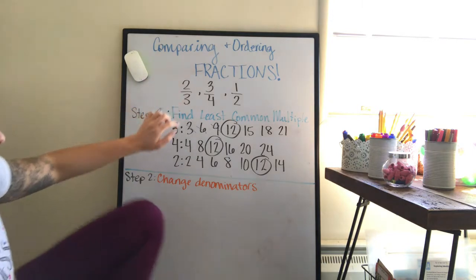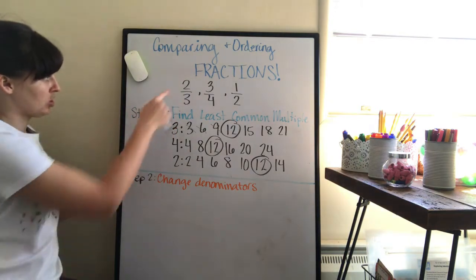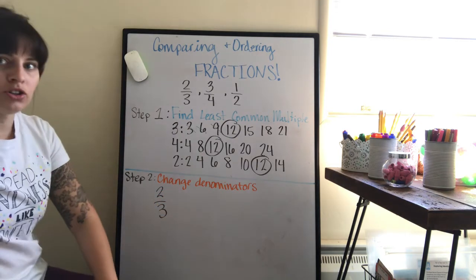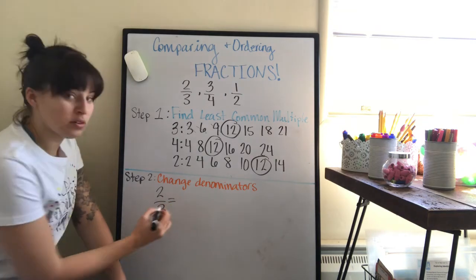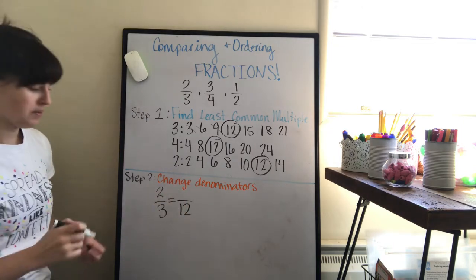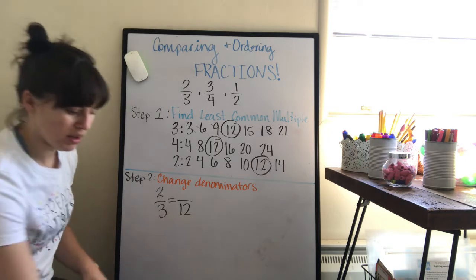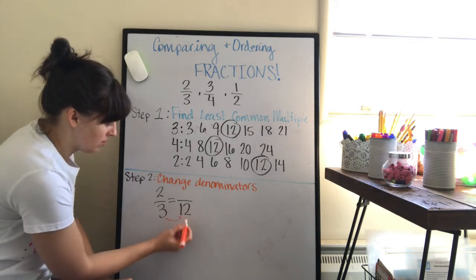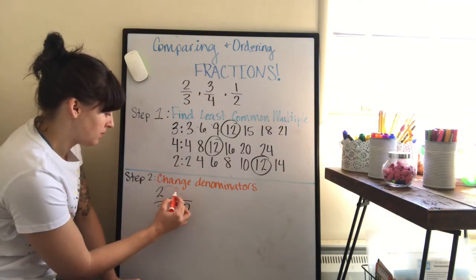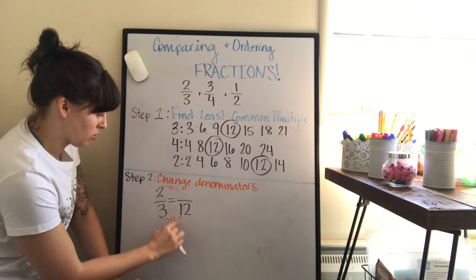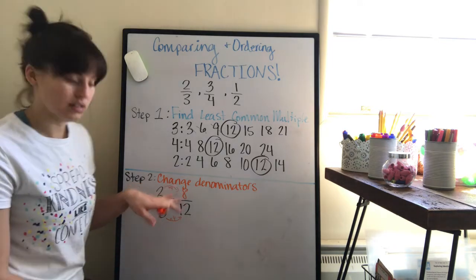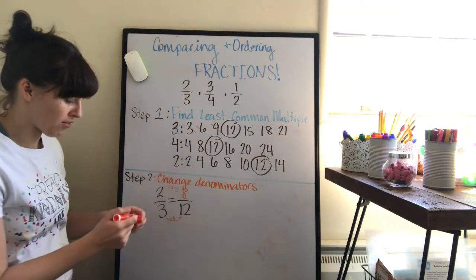So let's change each one of these, okay? So let's change 2/3. This is what we've been doing with equivalent fractions: 2/3 equals something over 12, right? There's our empty box. How did I get my 3 to become a 12? I have to multiply by 4. Whatever I do to the bottom, I have to do to the top. 2 times 4, 3 times 4, so I do 2 times 4. 2 times 4 is 8. So now 2/3 equals 8/12. Okay, so that's one of my fractions, 8/12.